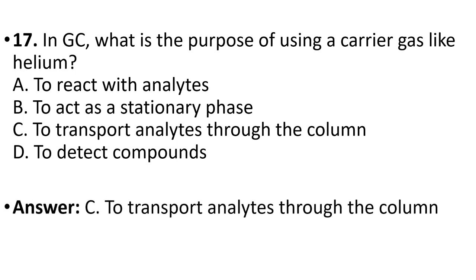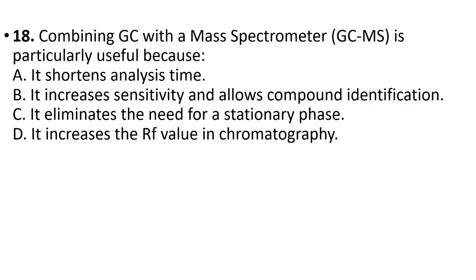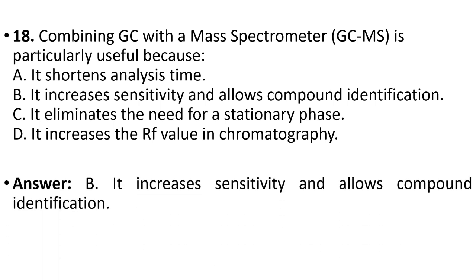Your answer is option C, to transport analytes through the column. 18. Combining GC with MS is particularly useful because it shortens analysis time, it increases sensitivity and allows compound identification, it eliminates the need for a stationary phase, it increases the RF value in chromatography. Your answer is option B, it increases sensitivity and allows compound identification.